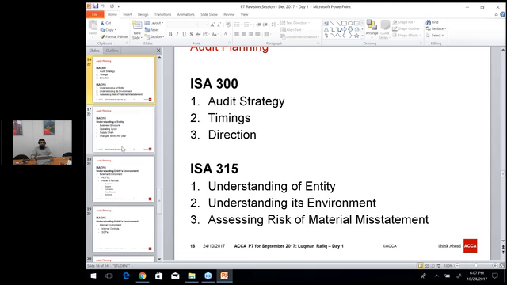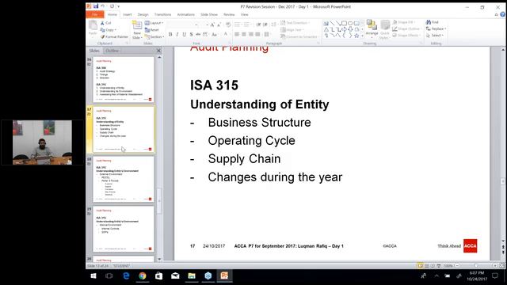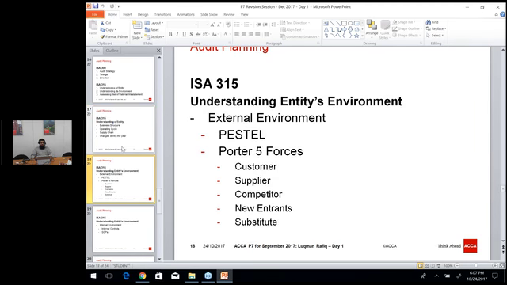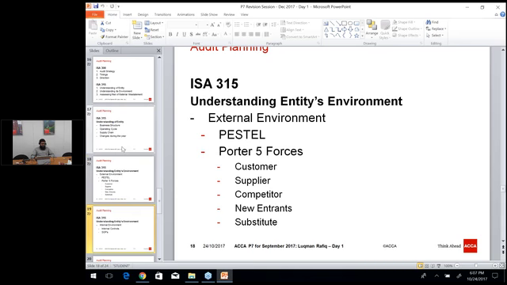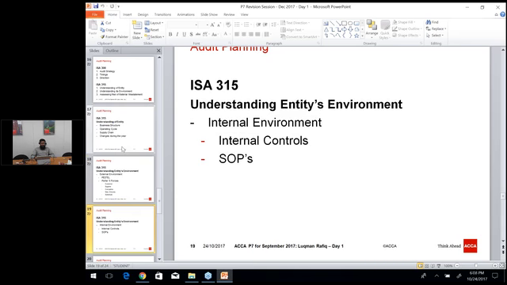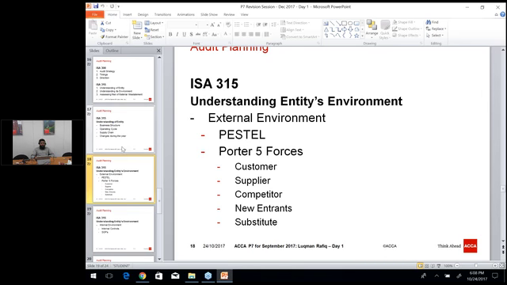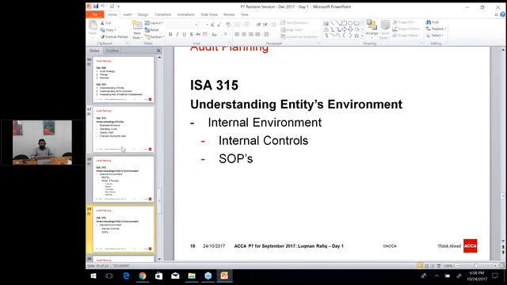Then we talked about understanding of the entity, where we discussed what you need to understand: the business structure, the operating cycle, the supply chain, etc. We talked about understanding of the entity's environment, which was both the external and the internal environment. The external environment has a relationship with the entity's financials, and the internal environment also has a relationship with the entity's financials.